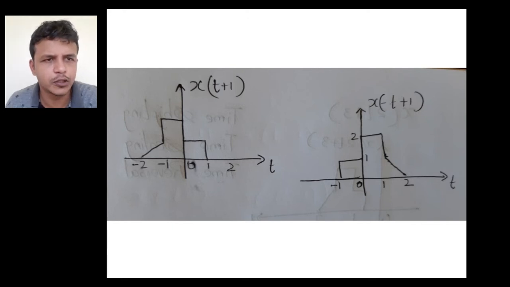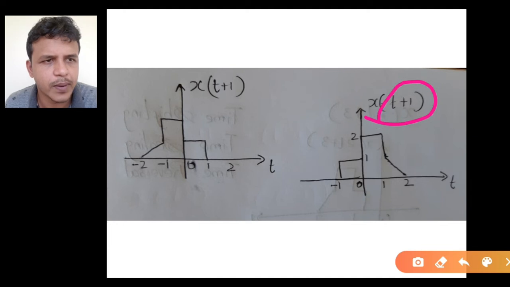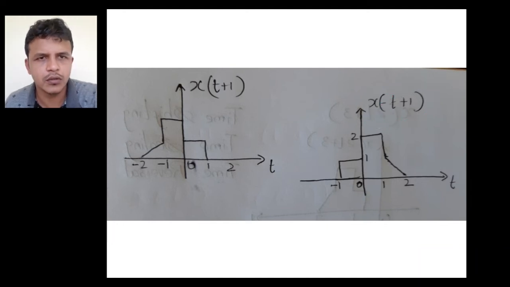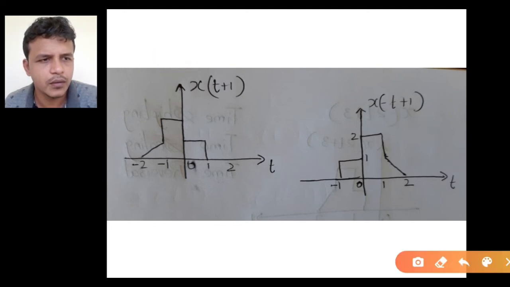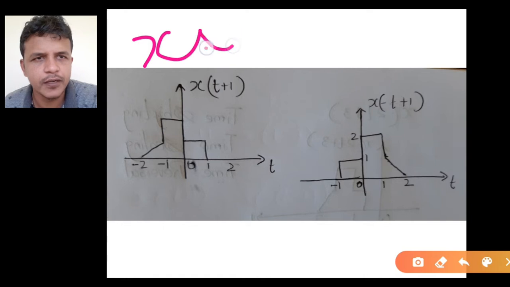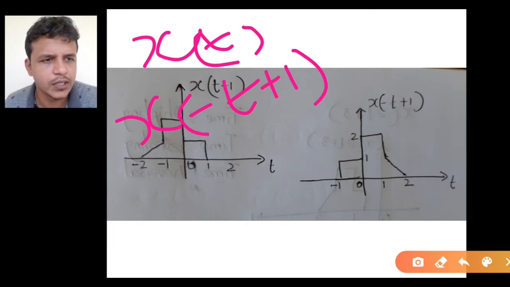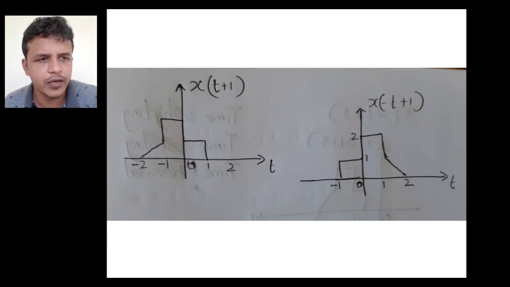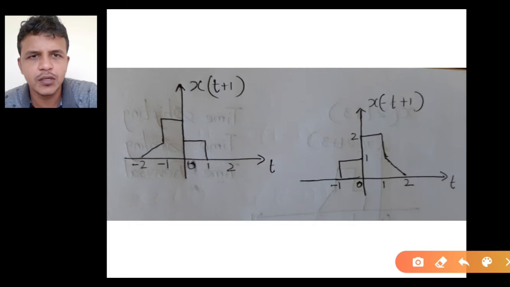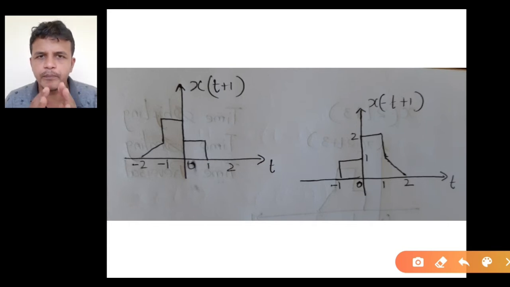Logical approach means we can make use of this notation minus t plus 1. So we can directly write from x of t. We know the signal x of t. From x of t we can directly plot x of minus t plus 1 through this logical approach. The thing that we have to do is perform this kind of time operations.